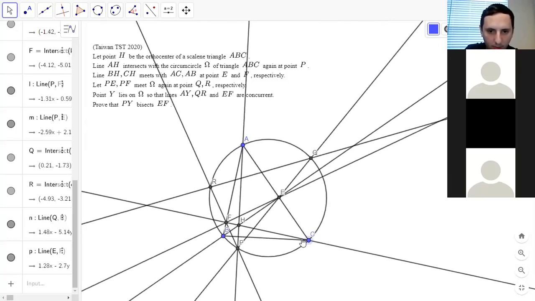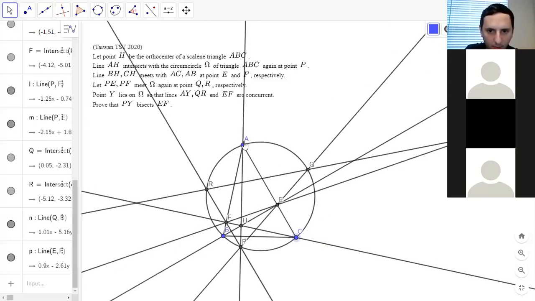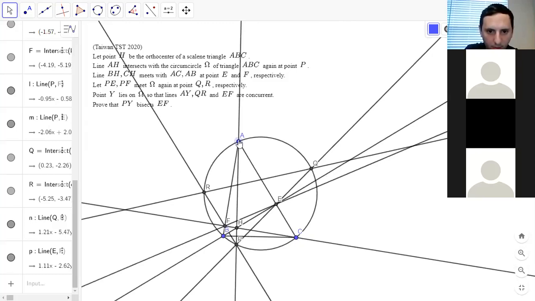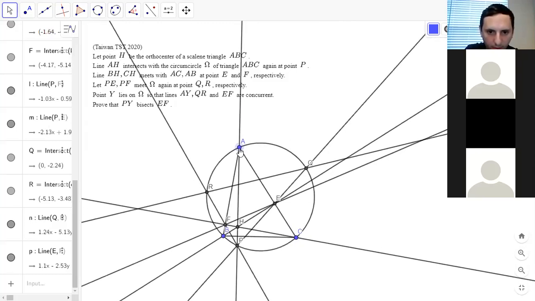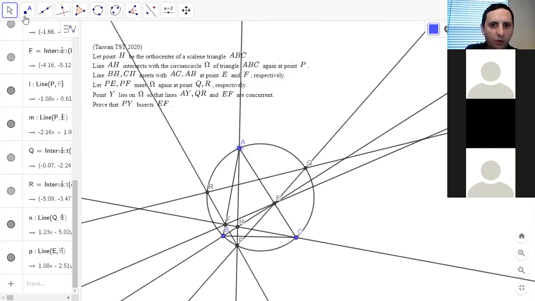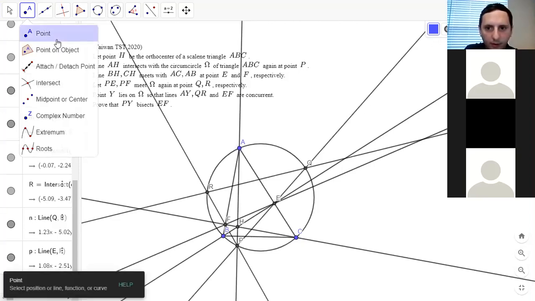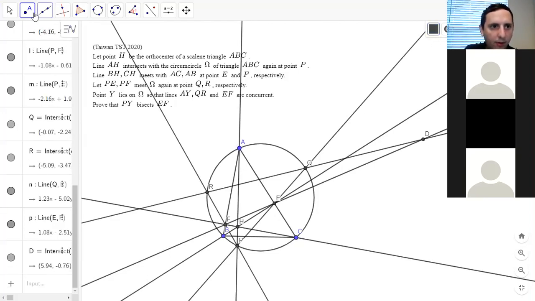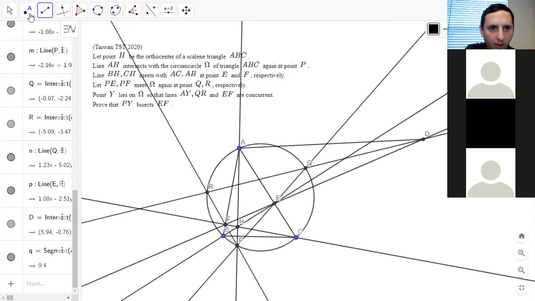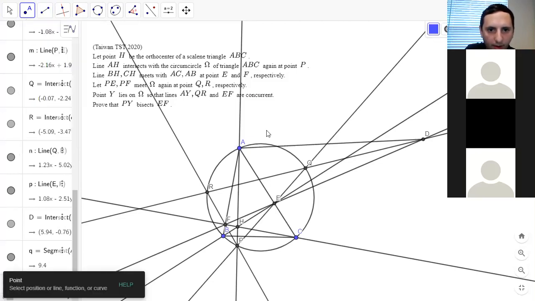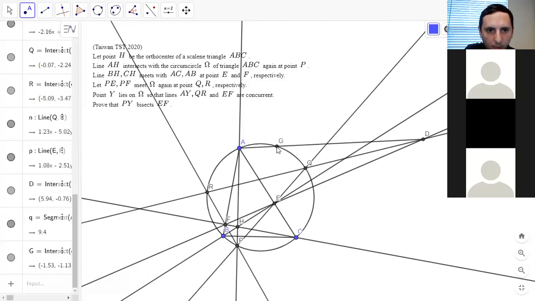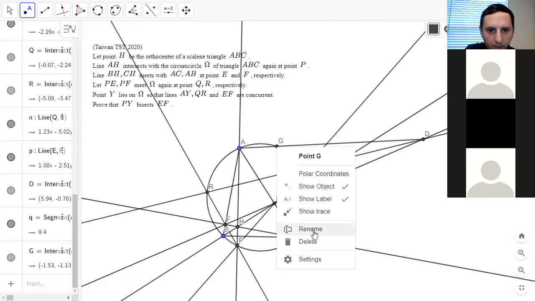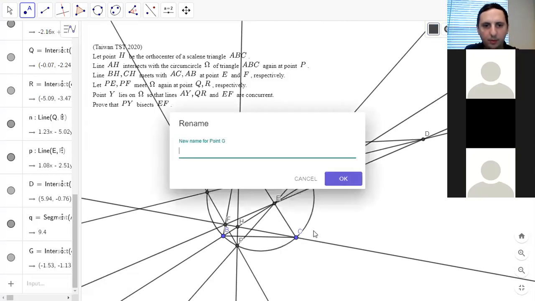A little bit taller. That looks good. So QR and EF intersect here. And then I draw a segment, and it intersects the circle at a point Y. And I want to show that PY bisects EF. Is that true, or did I miss something?